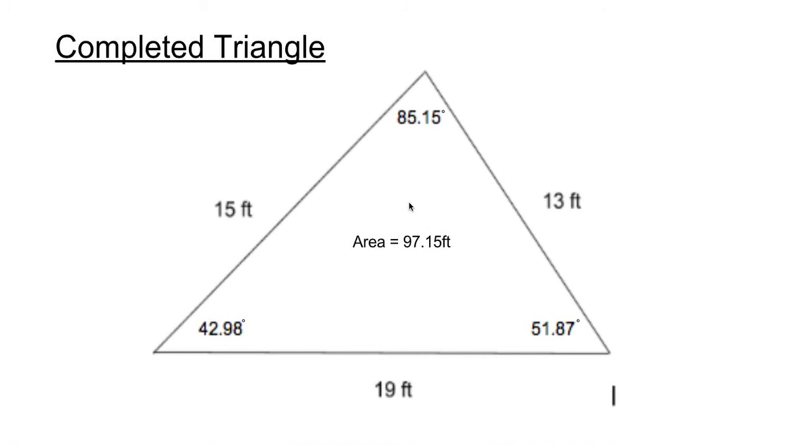Our completed triangle looks like this, with all of our angles and sides filled out with an area of 97.15. You have all the sides and all the angles. You're good to go.